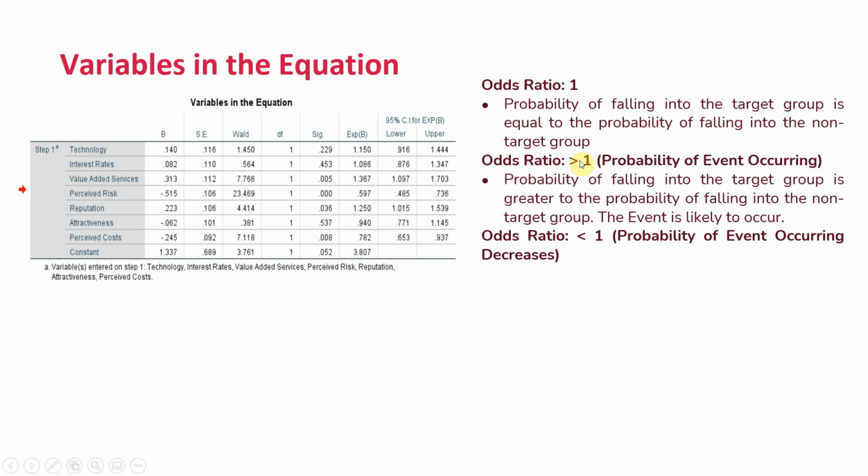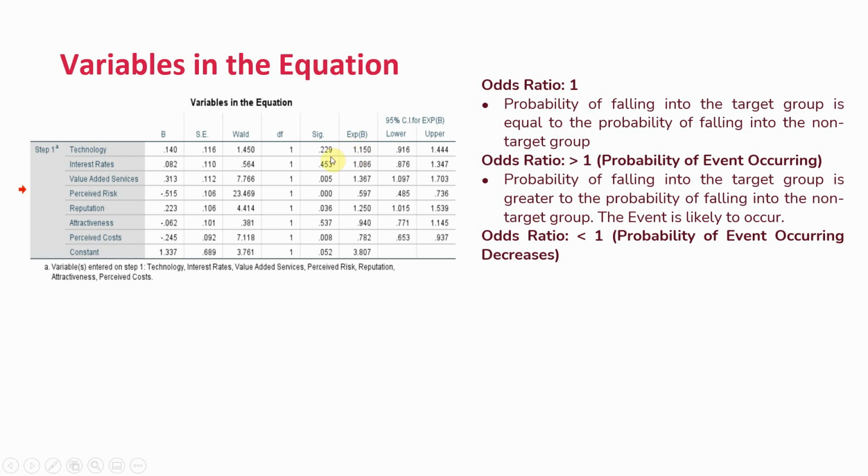However, if odds ratio is greater than 1, there is a higher probability of the event occurring, that is you choosing your private sector bank as preferred bank. Now probability of falling into the target group is greater than the probability of falling into the non-target group. Here the target group is your private sector bank. So there is a high probability of choosing private bank for your services rather than choosing public sector bank. The event is likely to occur.